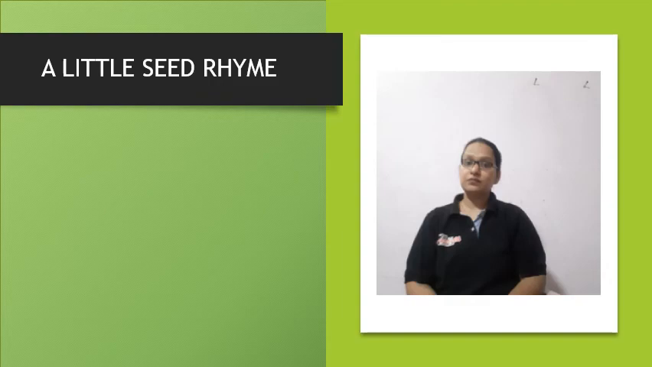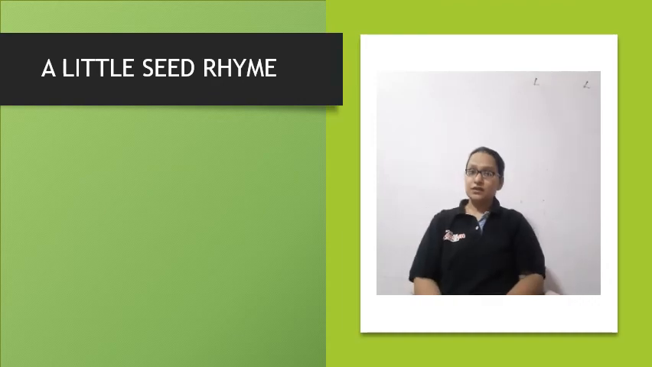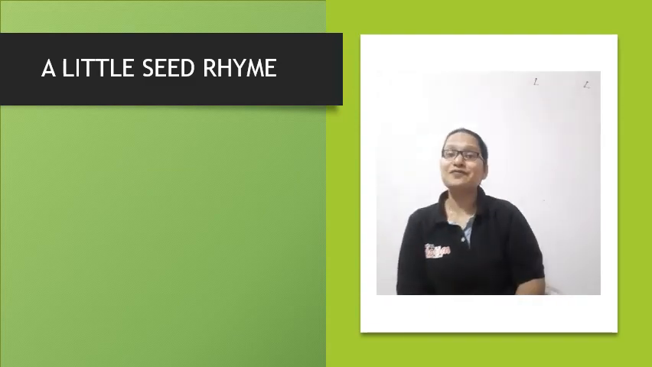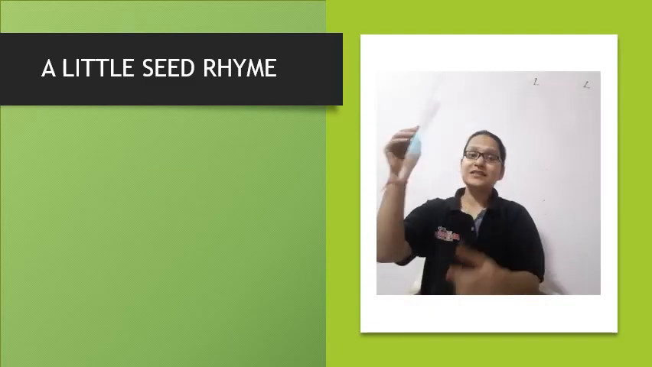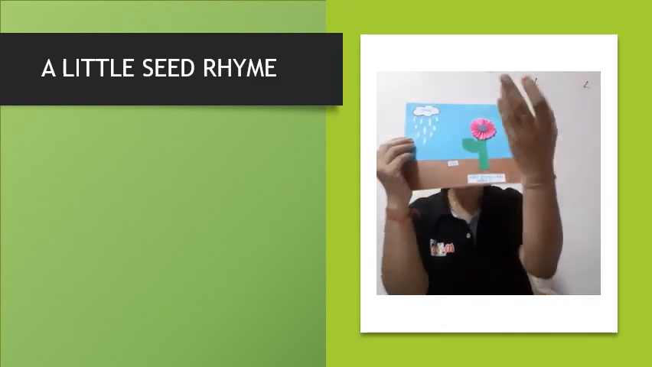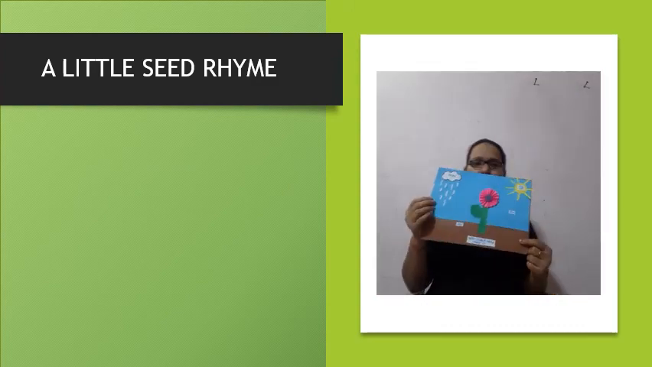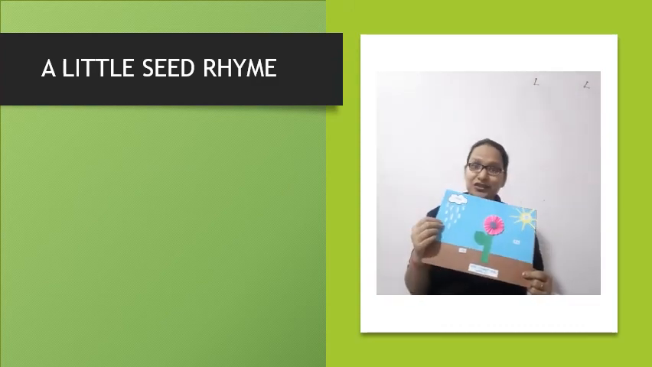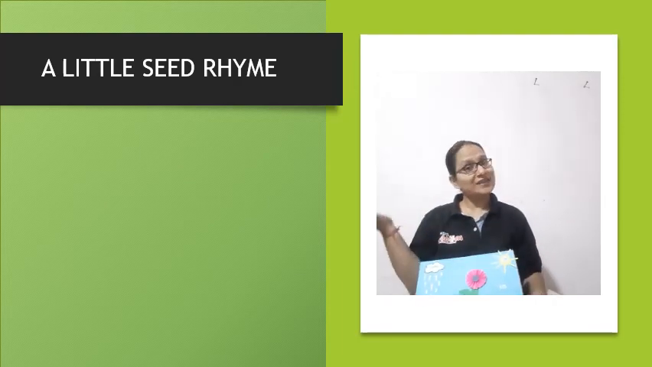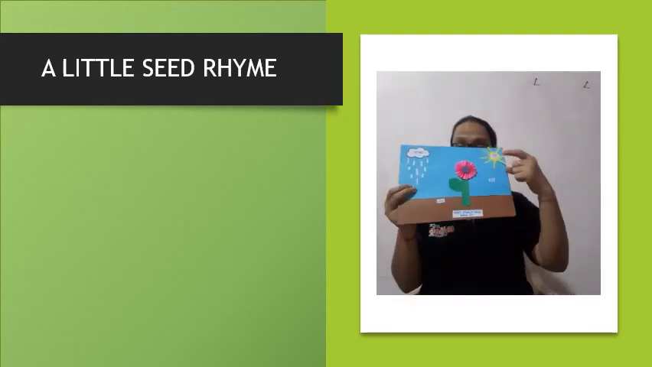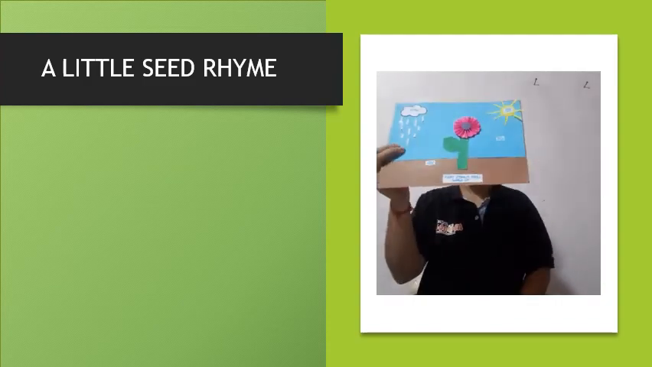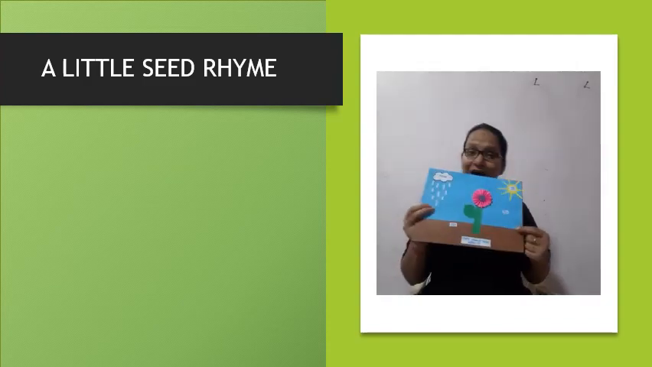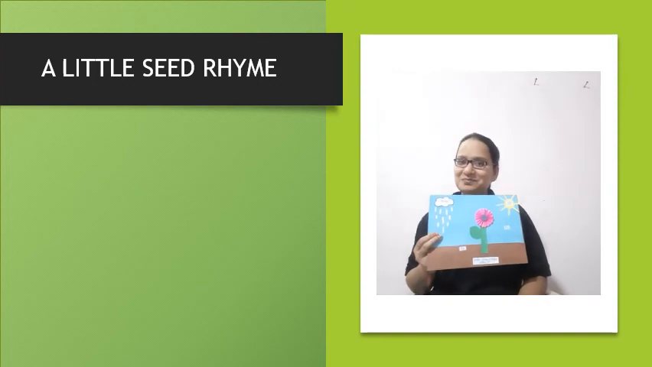But before that, I am going to recite a little seed rhyme for you and you have to listen. A little seed for me to sow, a little soil for me to grow, a little home, a little patch, a little wish, and that is that. A little sun, a little shower, a little while, then a flower.